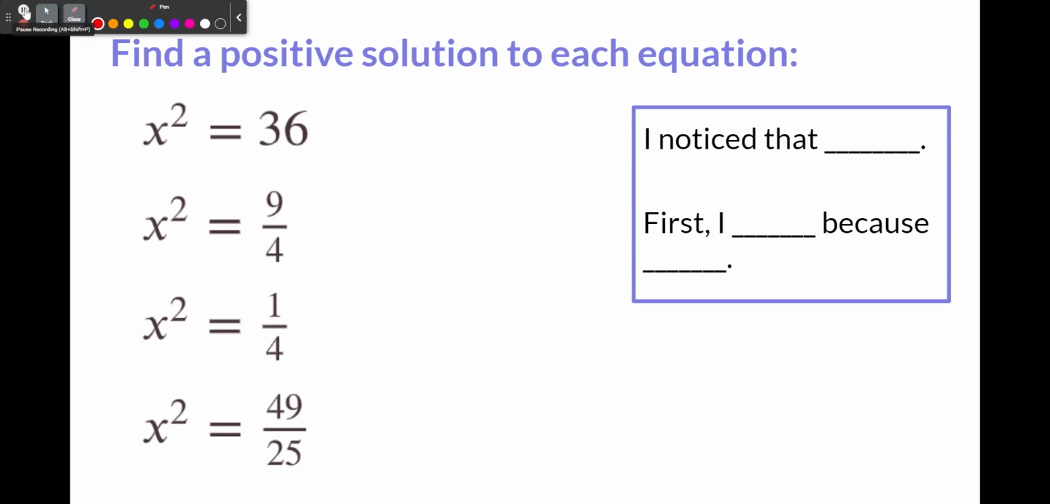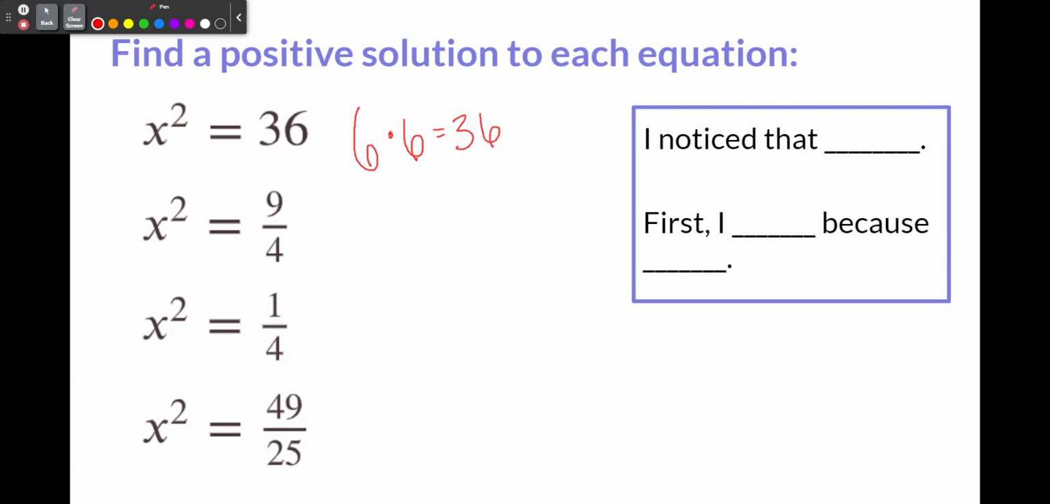All right, so you guys have had a few minutes to work these out. So x squared is equal to 36. Now, mind you, they are wanting to know about positive solutions. I know there's a positive and a negative for each one of these, but again, they're only looking at the positive. So let's see. What multiplied by itself could equal 36? Well, 6 times 6 is equal to 36.